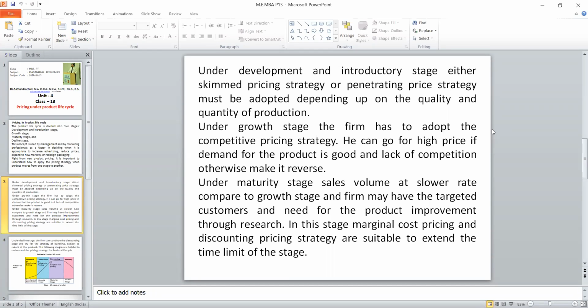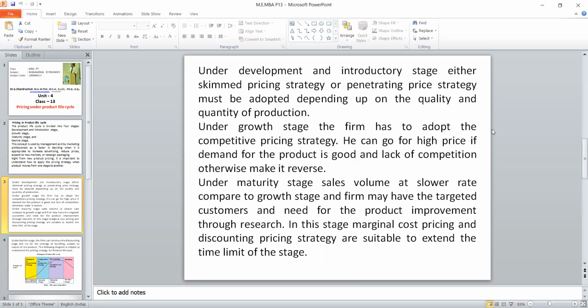Then let us move to the third stage. It is called maturity stage. In this maturity stage only, we should extend the life of the product. We have to change the shape or change the style or improve the product. We have to redesign.